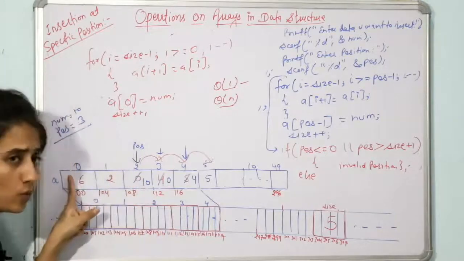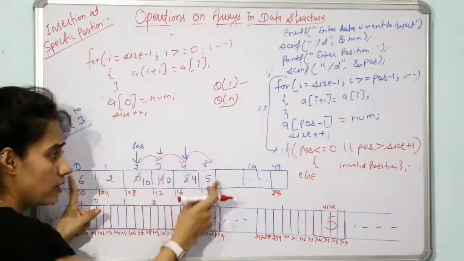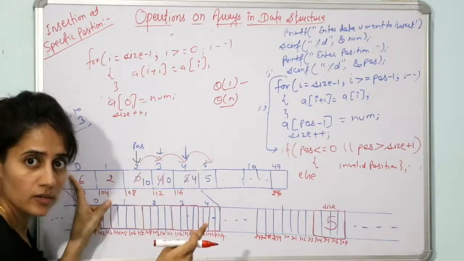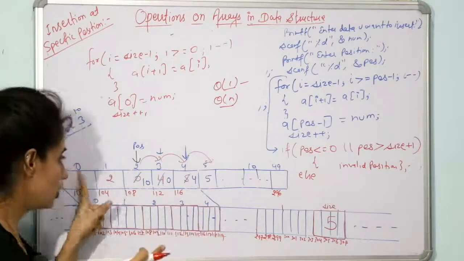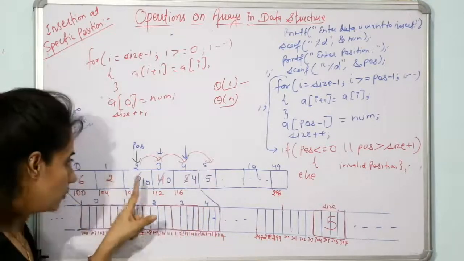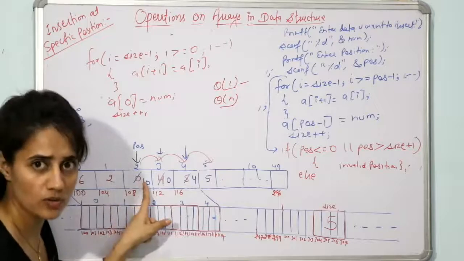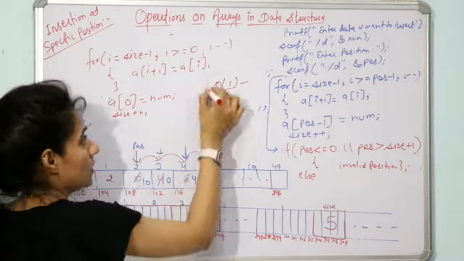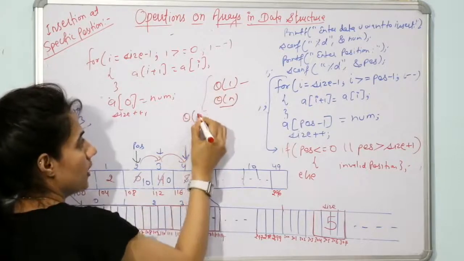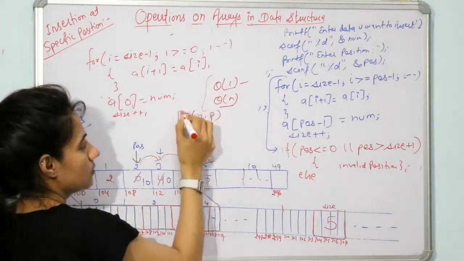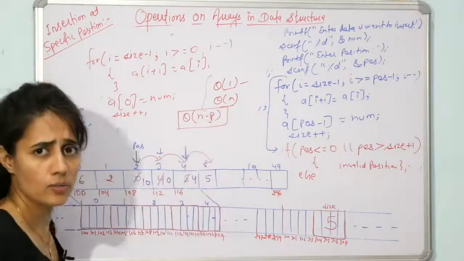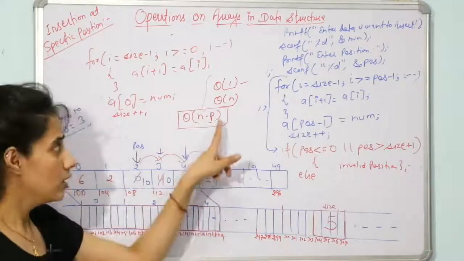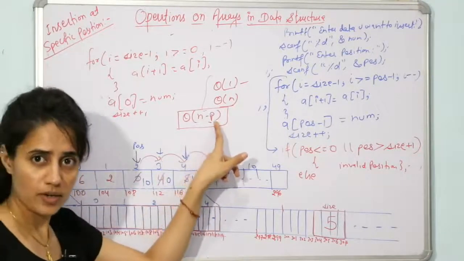If the position is this one, 1, then you have to shift all the elements, fine, that is n shifts would be there. If the position is this one, then n minus 1 shifts, then if the position is this one, then n minus 2 shifts, like this. If the position is this one, then no shift operations. So rather than writing this, you can also write theta n minus p, where p is what? Position. It depends on the position given, fine.